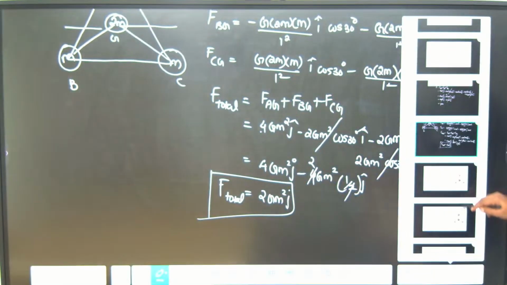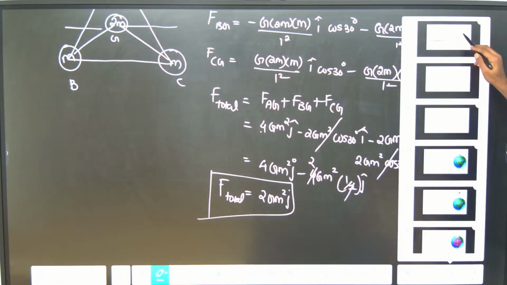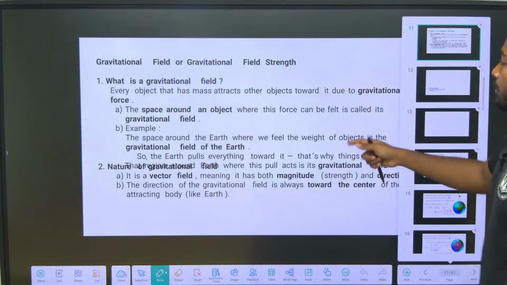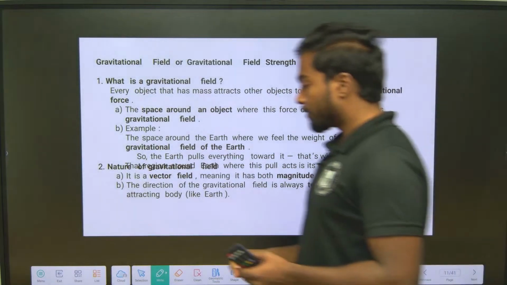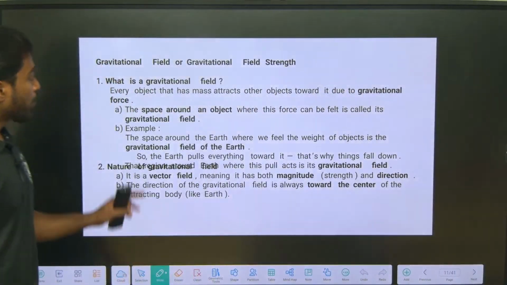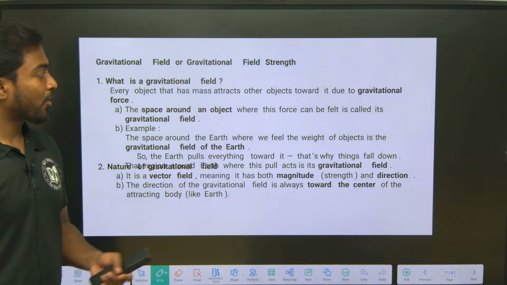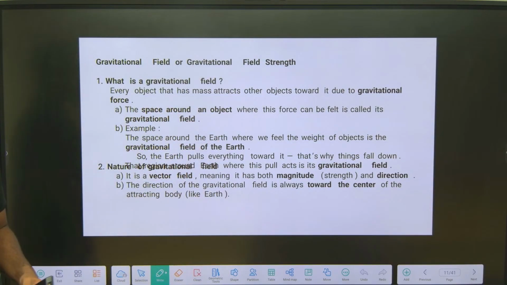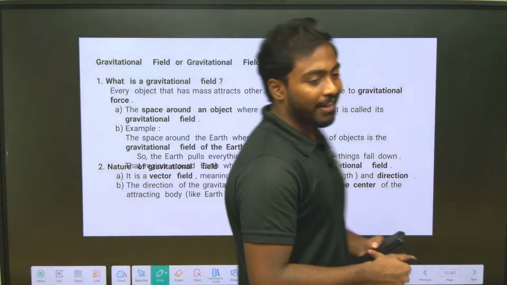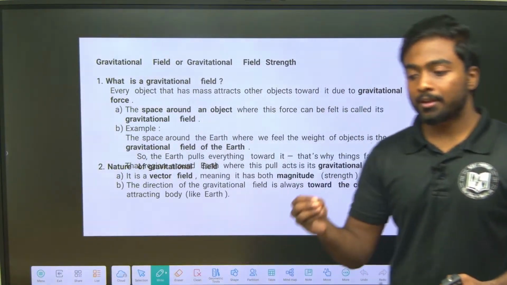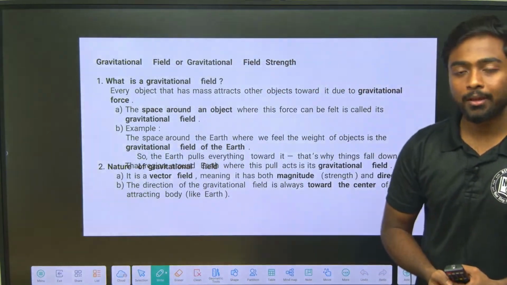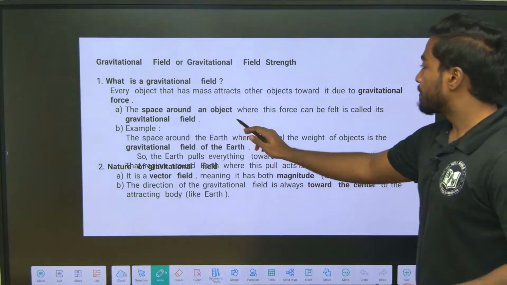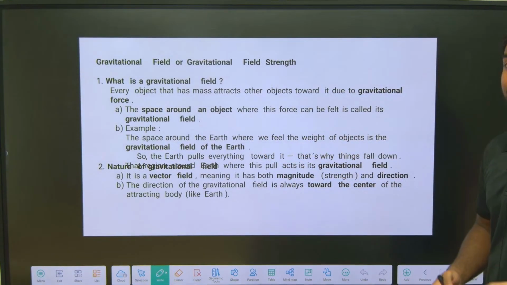Okay, so we'll go for the next topic. Yes, so gravitational field or gravitational field strength. So first of all, we'll learn what is gravitational field. Every object that has a mass attracts other objects towards it with its gravitational force, right? Suppose if I keep an object in free space, it will try to go down due to gravity, right? The space around an object where this force can be felt is called gravitational field.